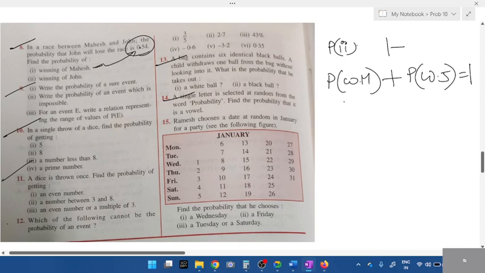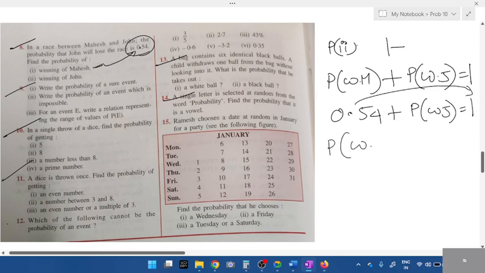What is the probability of winning of Mahesh? 0.54 plus probability of winning of John is equal to 1. This 0.54 goes to the other side and gets subtracted, students. Probability of winning of John is equal to 1 minus 0.54. What's the answer? Correct, Amy. Yes, 0.46 is the answer.